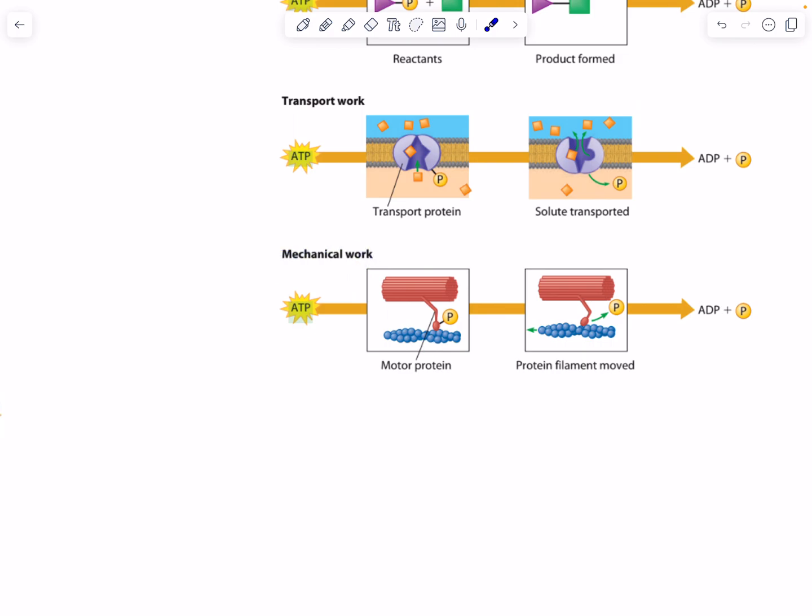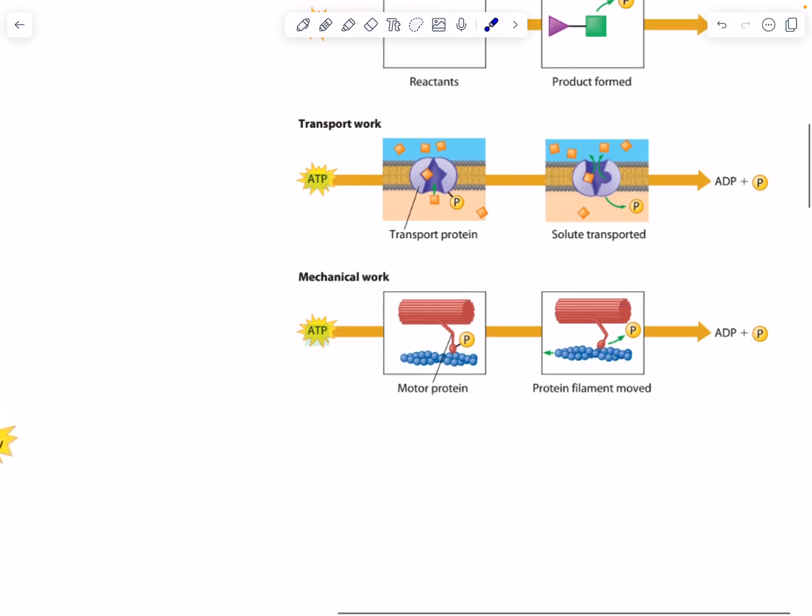This is an example of myosin and actin, which are the two filaments that are in your muscle cells, and using ATP, we can actually move them relative to one another. This is a little motor protein, and when ATP is broken off of this motor protein, it pulls this way on the actin, and it causes a muscle contraction.